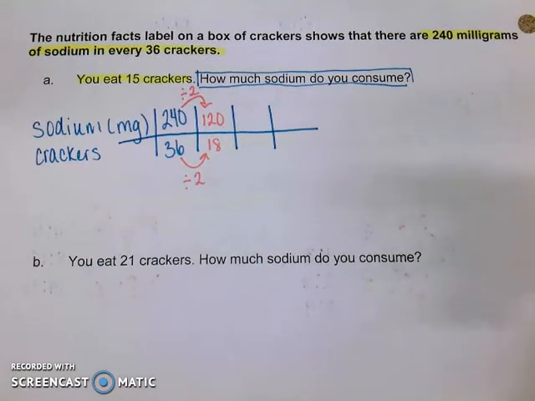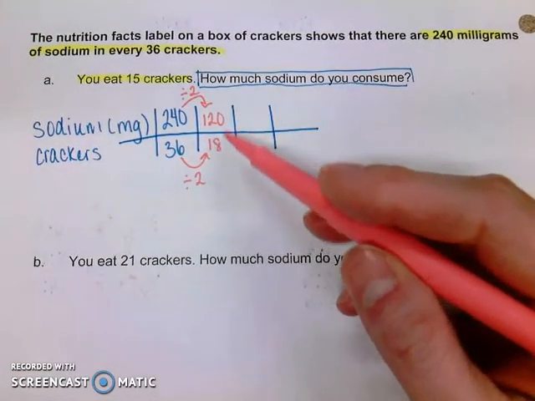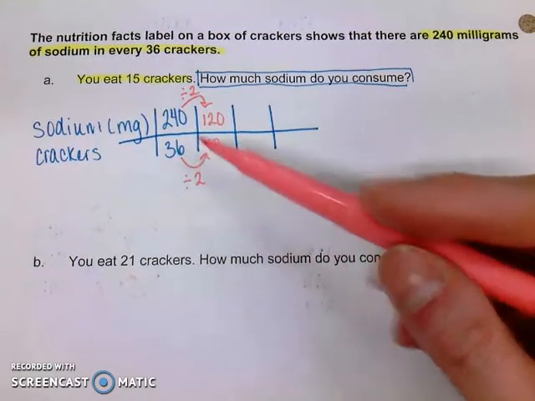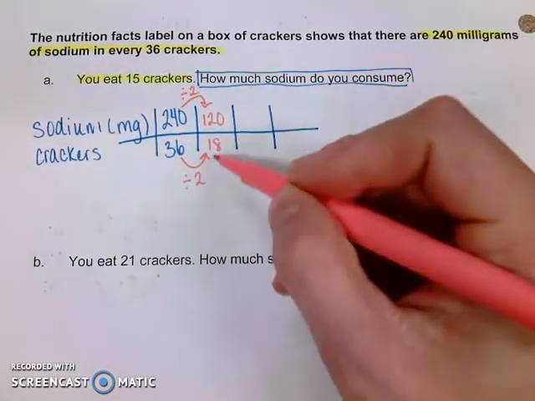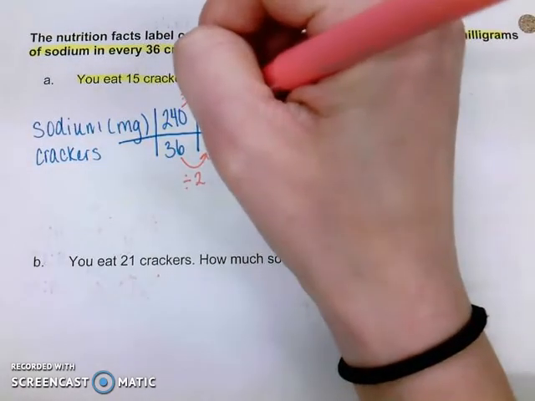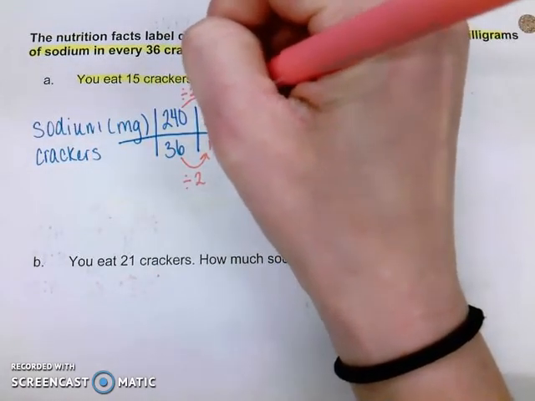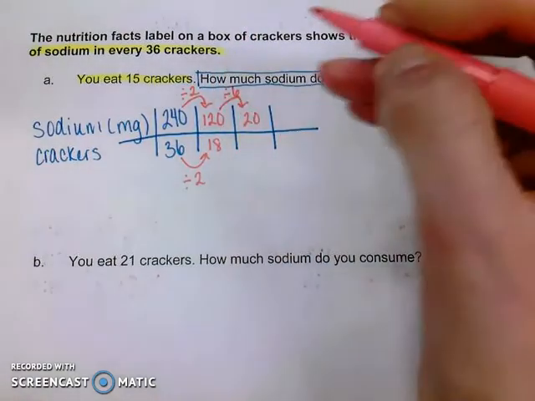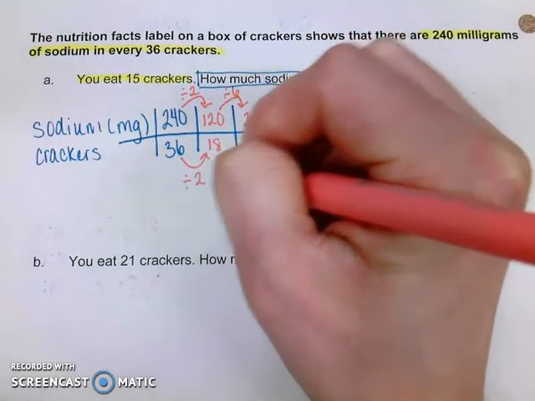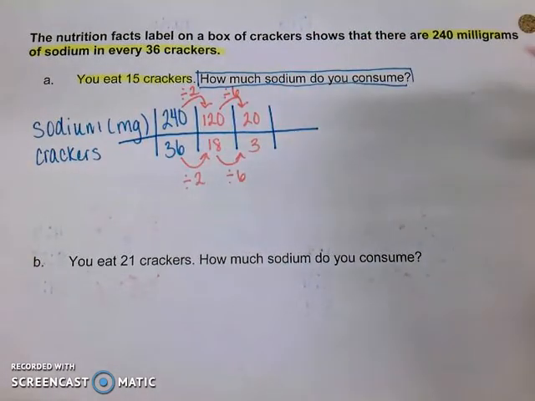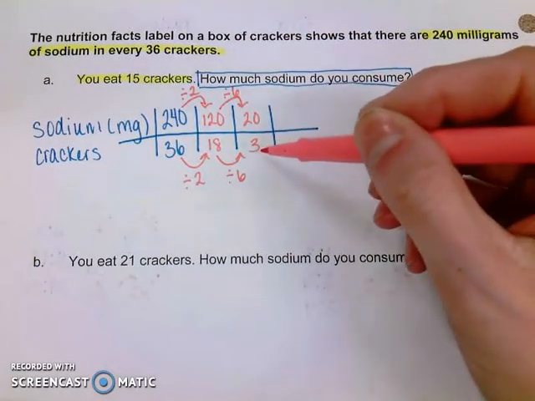But I'm not to 15 yet, so I need to go again. So when I look at 120 and 18, I know that those are both divisible by 6. Okay, and so I'm going to start there. Okay, that's actually going to be my GCF. I can't divide them by anything bigger. So I'm going to go divided by 6 up here. I'm going to end up with 20. And then I'm going to divide by 6 down here. And I get 3.